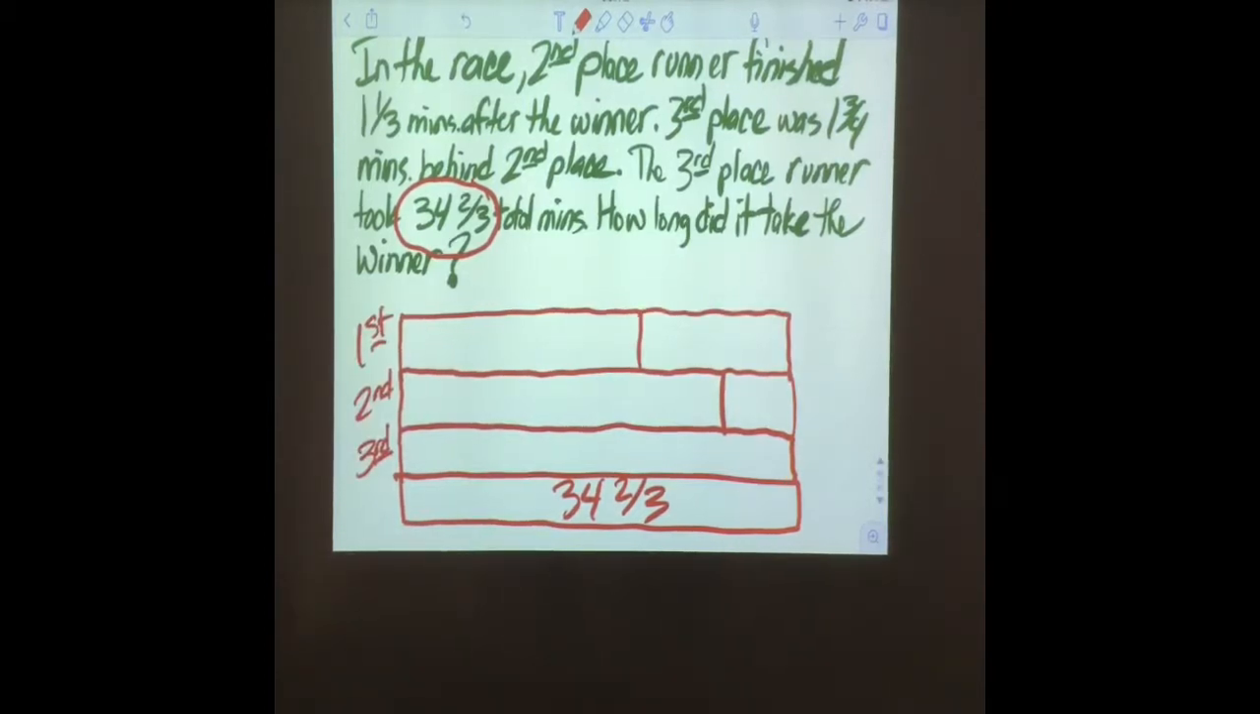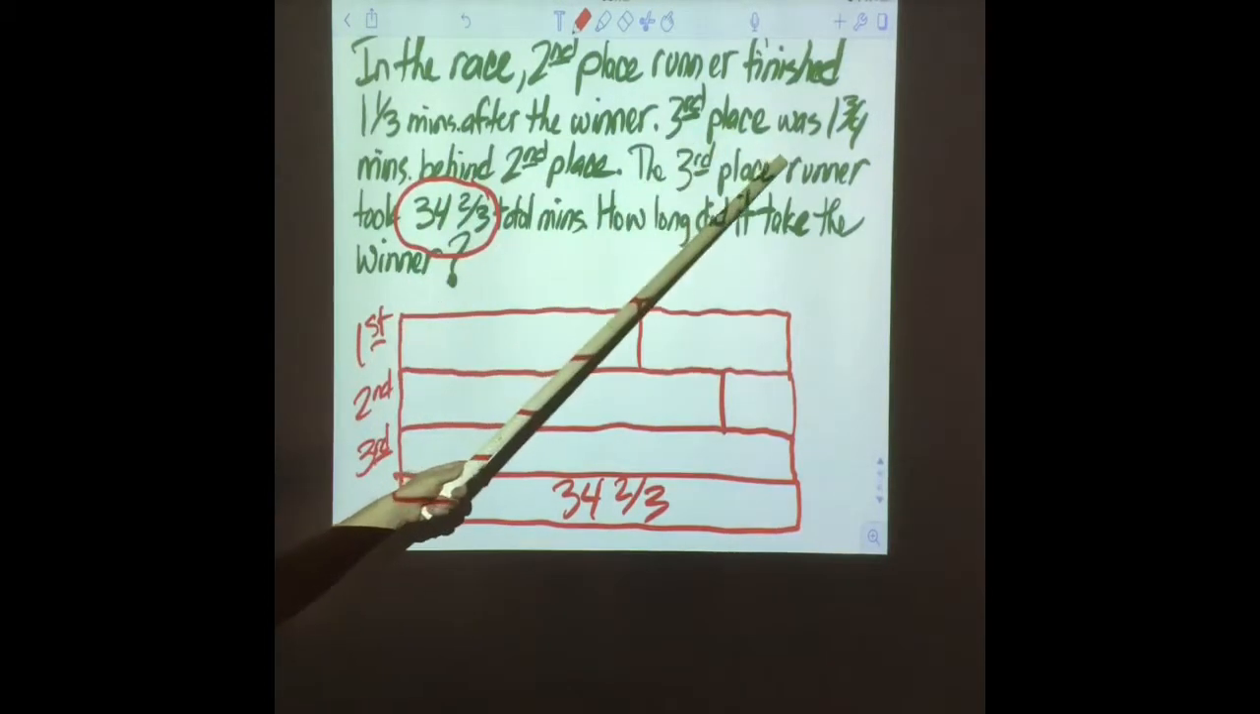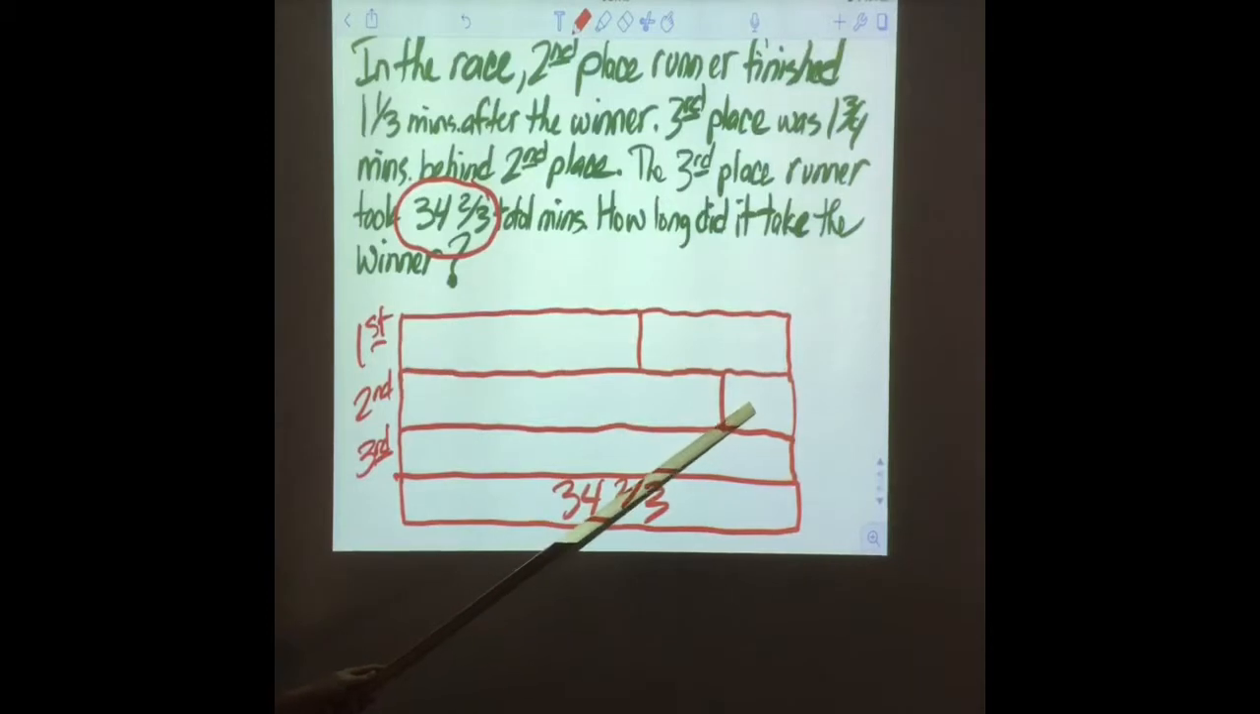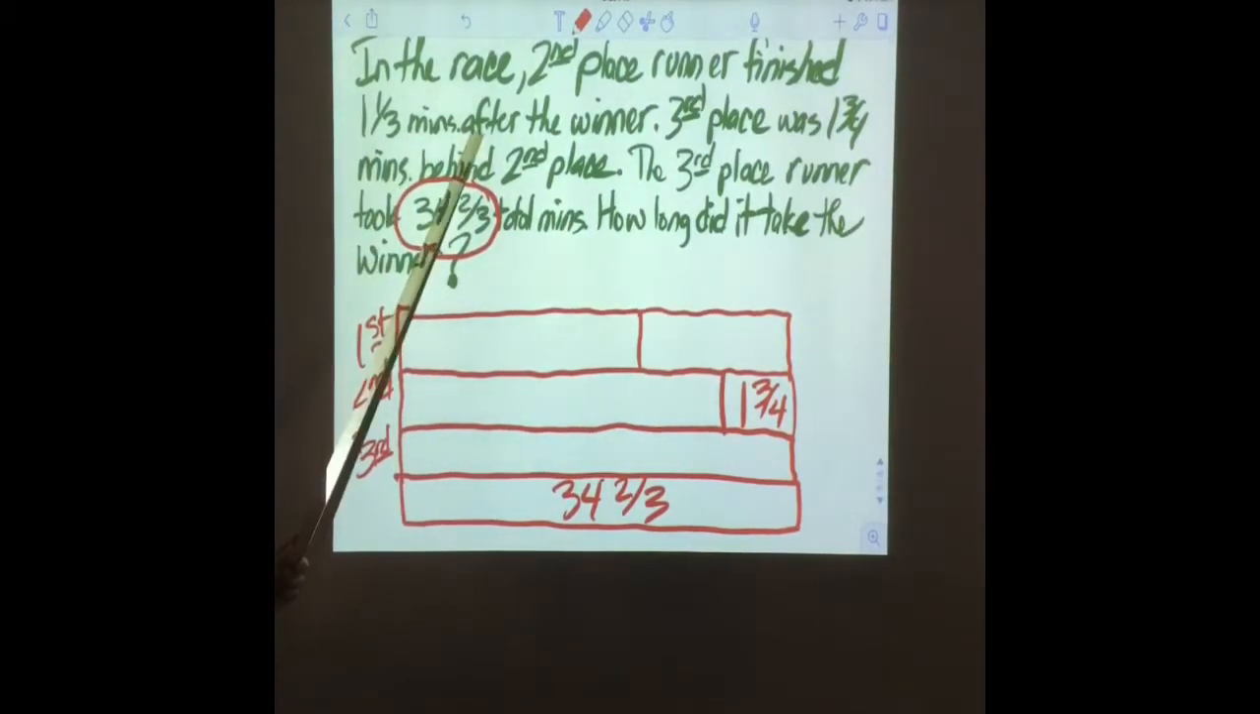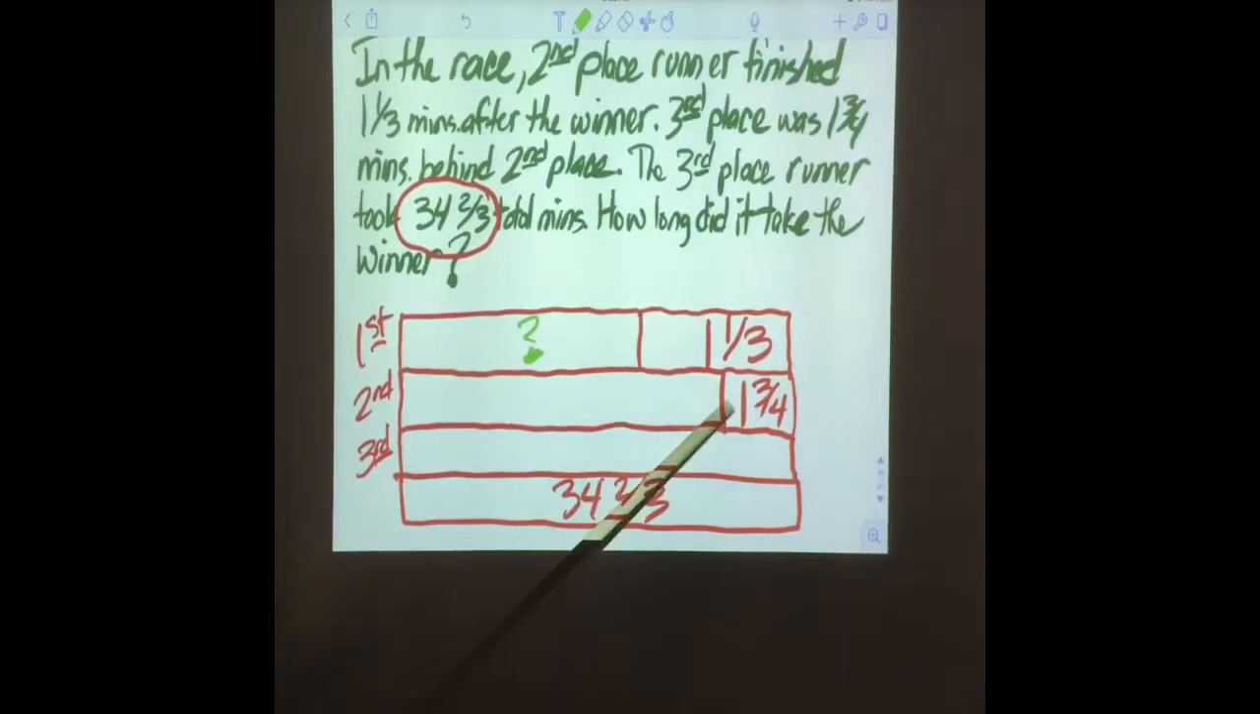So our question is, this was 34 2/3 of a minute to run the race. And it says that the third place, the 1 3/4 right here, 1 3/4 less than second place. And second place, it says right here, second place finished 1 1/3 minutes after. Here's our mystery number, what we're looking for, right here. So if this is our total, we can start taking off time, right?